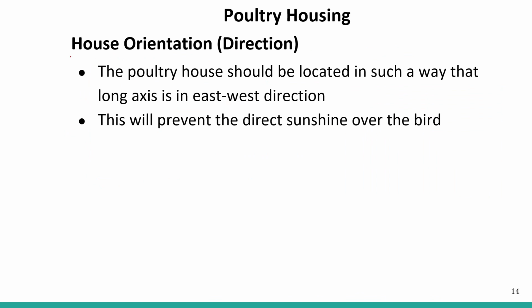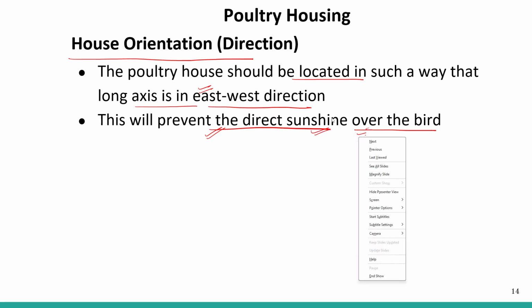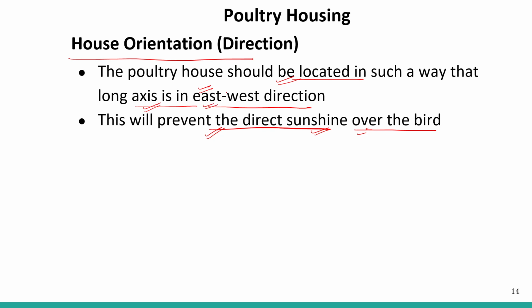House orientation is also very important. The poultry house should be located in such a way that the long axis is in the east-west direction. This will prevent direct sunshine over the birds. We do not require direct sunlight; sunshine should not fall directly on the birds. So to protect them, the poultry house should be located with its long axis in the east-west direction.